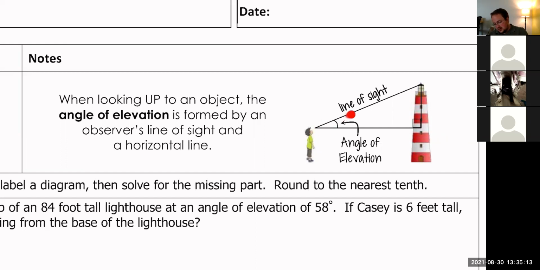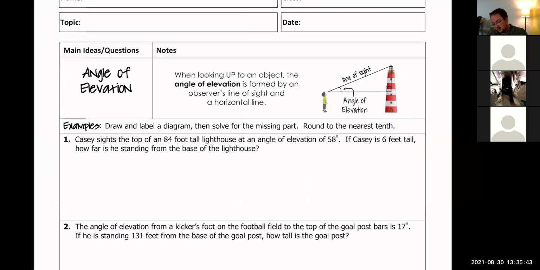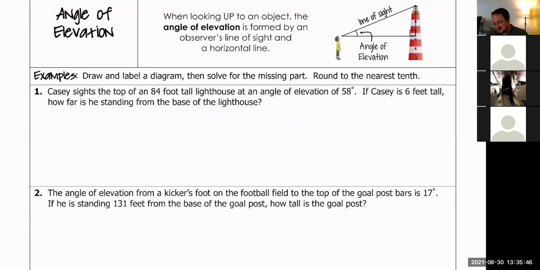So notice this boy is looking at the top of this lighthouse, which is his line of sight. If you were to draw a horizontal line from his eye level, you then create, in a way, a right triangle, and primarily you create what's known as an angle of elevation. Now, that key word is going to help us sketch a diagram, then set up an equation to help us find a missing part. Now, we have to be careful though, because sometimes it's kind of sneaky. This first one is a good example of that.